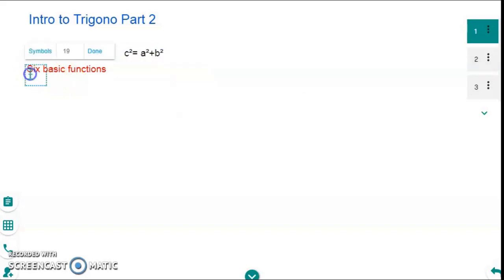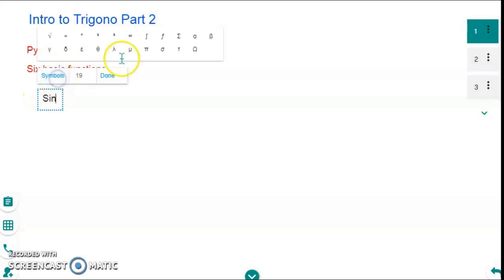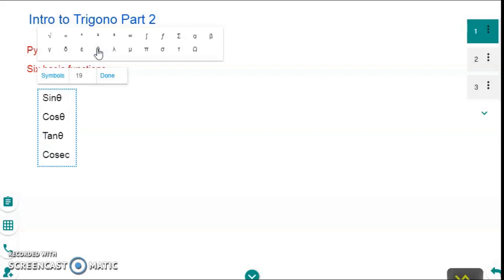And what were the 6 basic functions that we had talked about? Those were your sin theta, then you had your cos theta, tan theta, then you had the inverse of sine, which is called cosecant theta or cosec theta, inverse of cos, which is sec theta, and then the inverse of tan, which is cot theta.